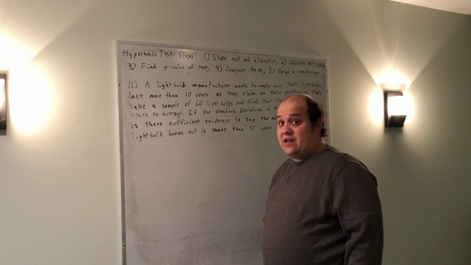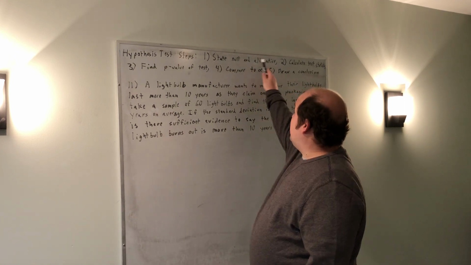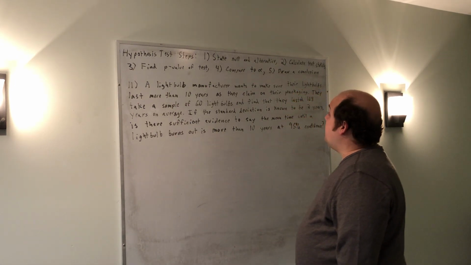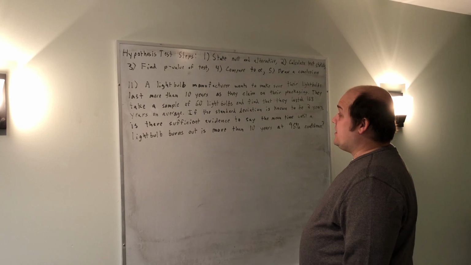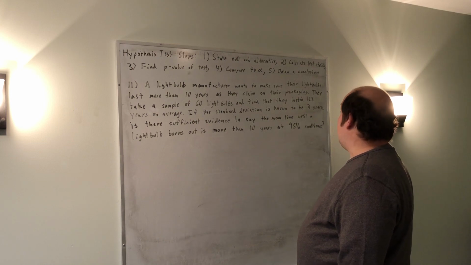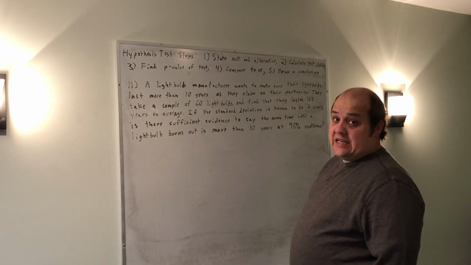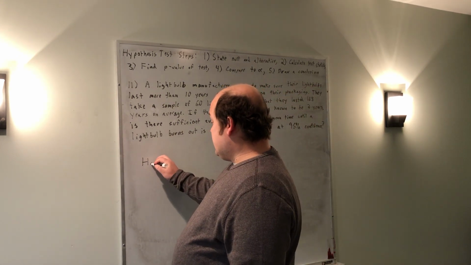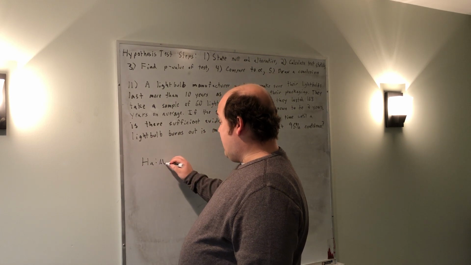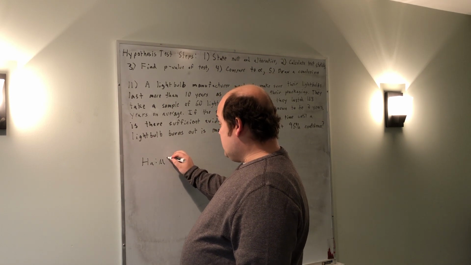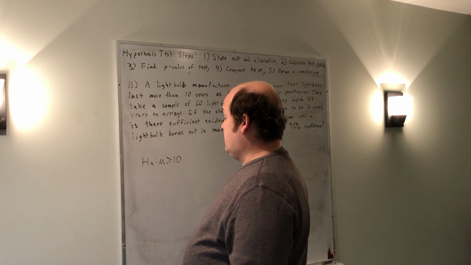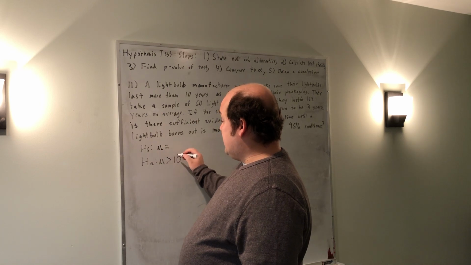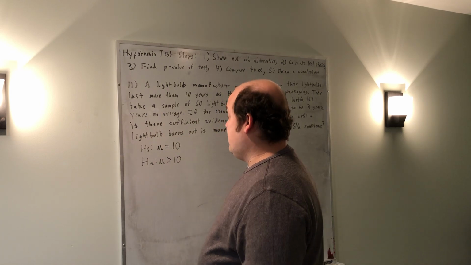The first one we already did on the front side of the paper. It's setting up the null and alternative hypothesis. So when I look at the full question number 11, it says a light bulb manufacturer wants to make sure their light bulbs last more than 10 years as they claim on their packaging. Right from that sentence, I should be able to pull out what they're trying to prove, the alternative hypothesis. In this case, the alternative hypothesis is that the mean amount of time that the light bulbs last is greater than 10 years. That must mean that the null we're trying to disprove is that the mean amount of time that they last is equal to 10 years.